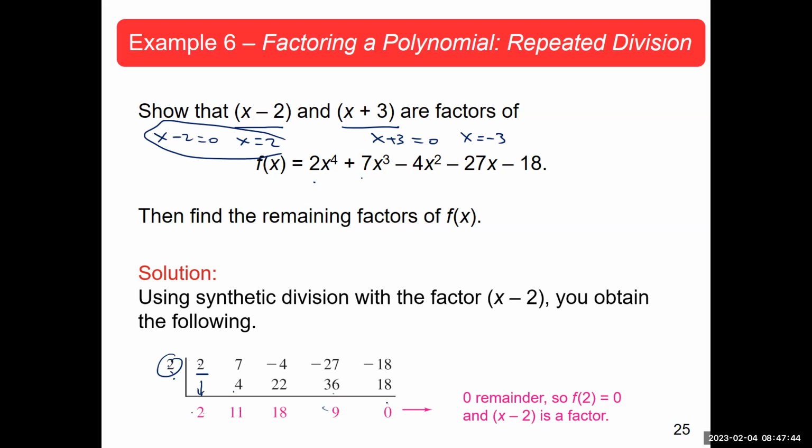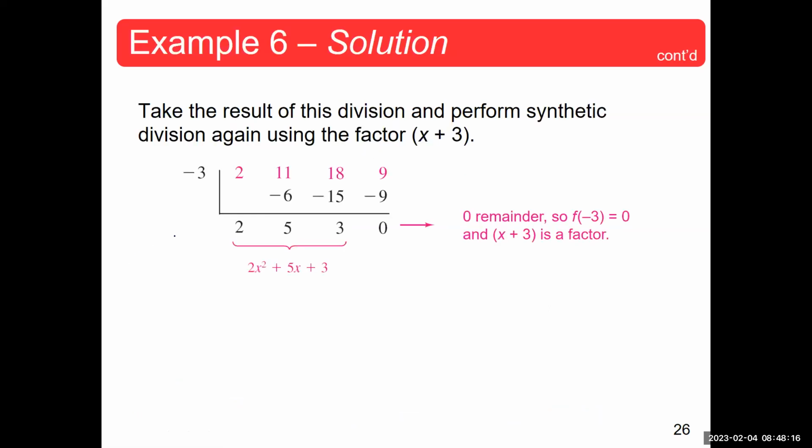What's that mean? It's a 0 remainder. That means I can divide by x plus 3. Because if not 0, then I'm going to say that's as far as I can go. I cannot divide again. So we're going to take these coefficients here and use them for the next division by x plus 3. So we're going to put -3 and move this down and multiply like that. So 2, 11, 18, 9. That's what we got from the previous division. That's the Q(x), the first time.